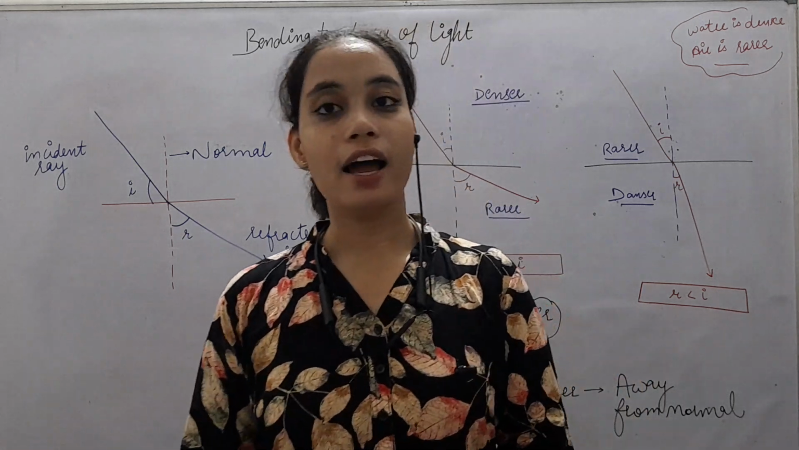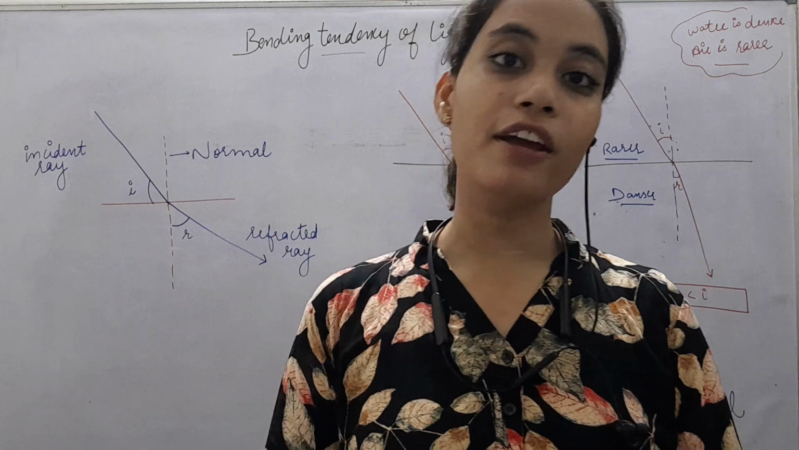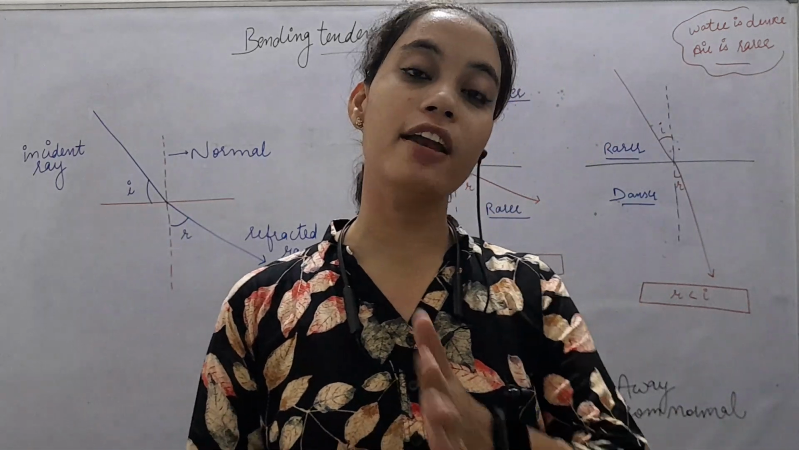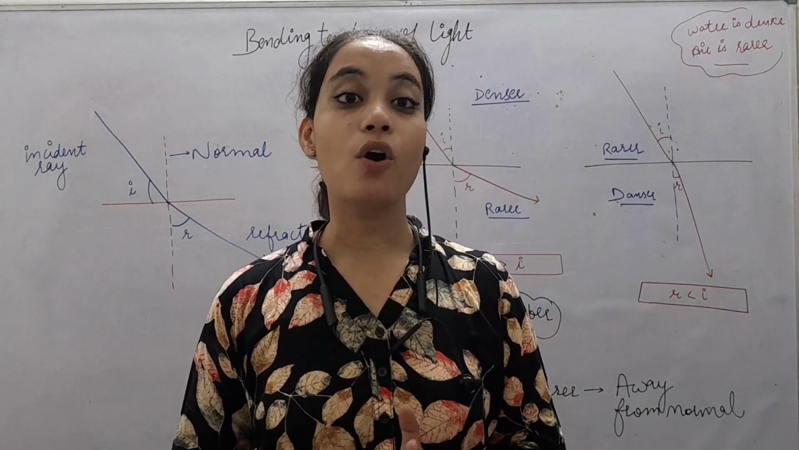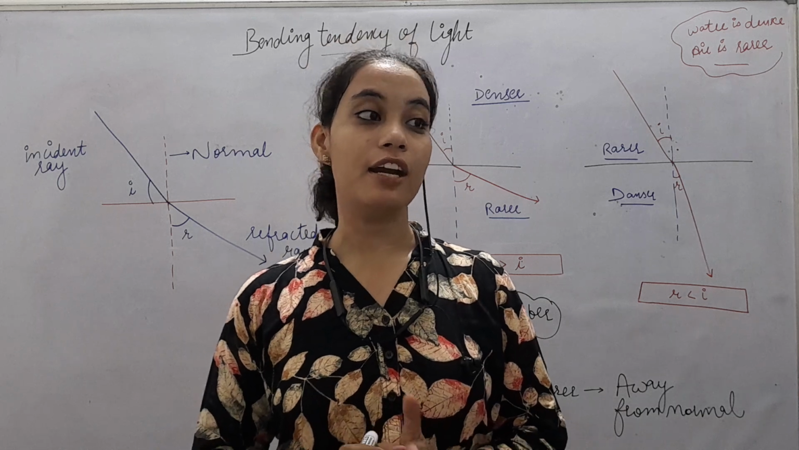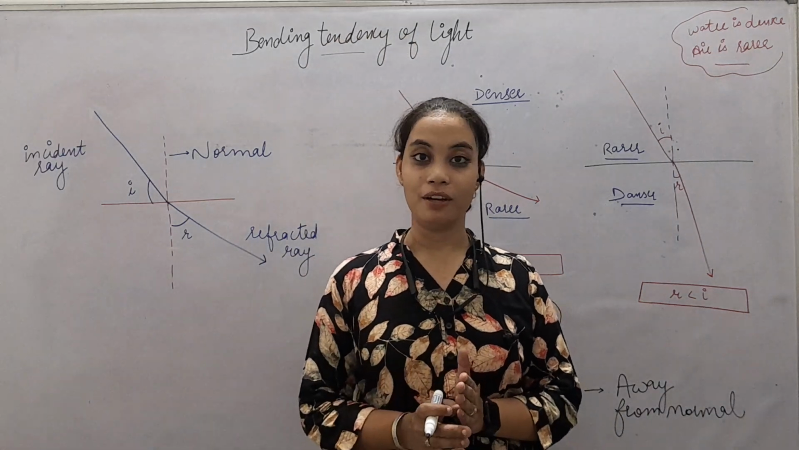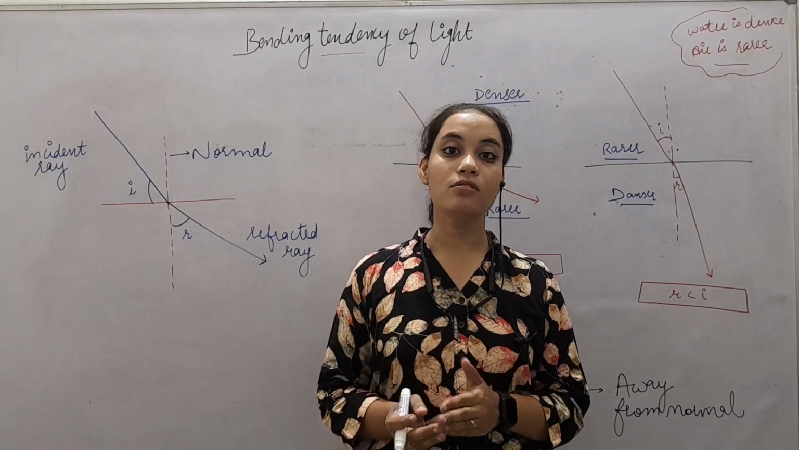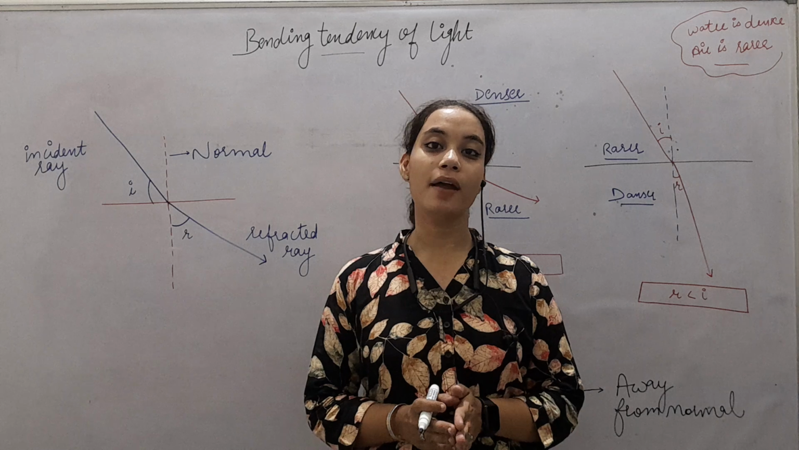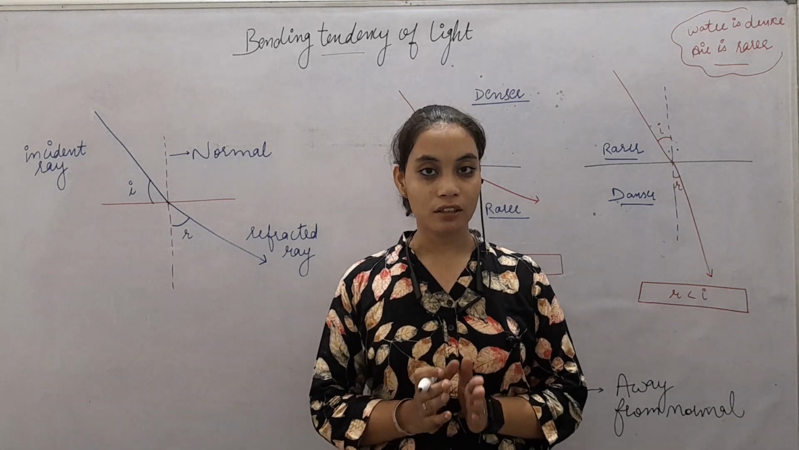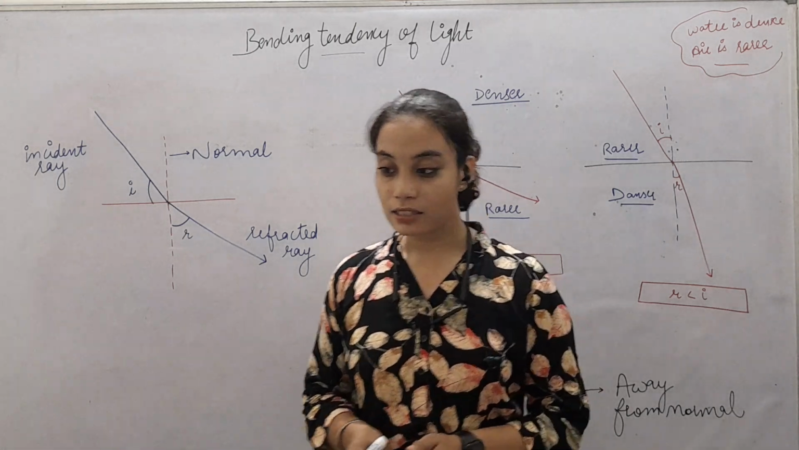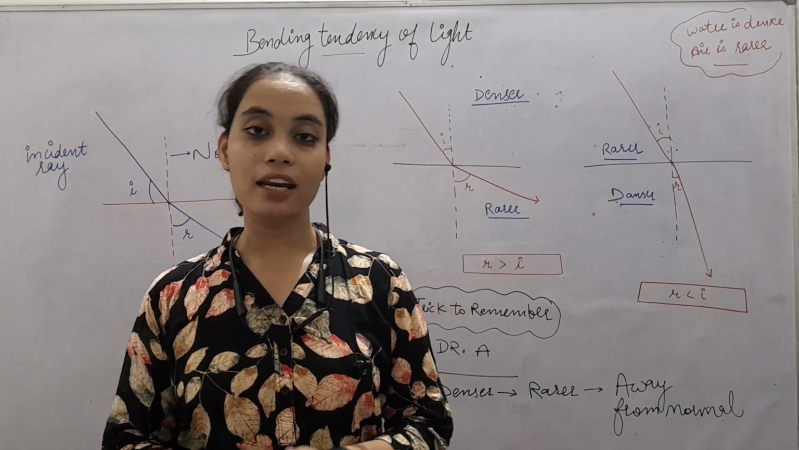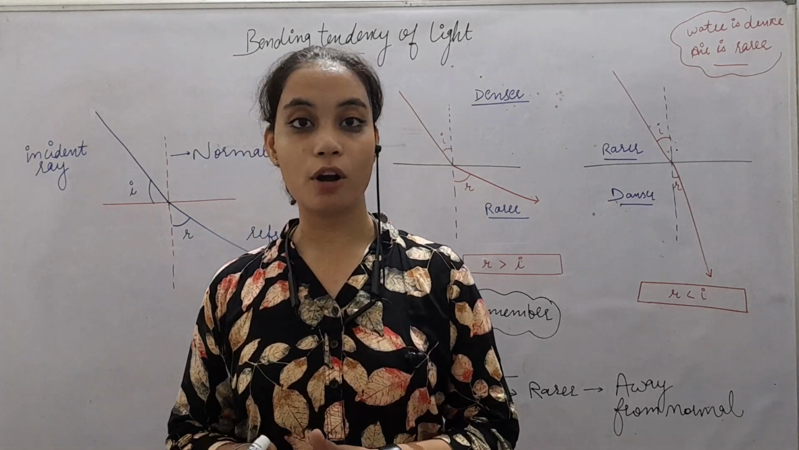And why does light bend away or towards the normal when the medium gets changed? Because of the refractive index of the medium. When the refractive index changes, the light either bends towards the normal or bends away from the normal. So today we will discuss ki how that light ray bends away or towards the normal.